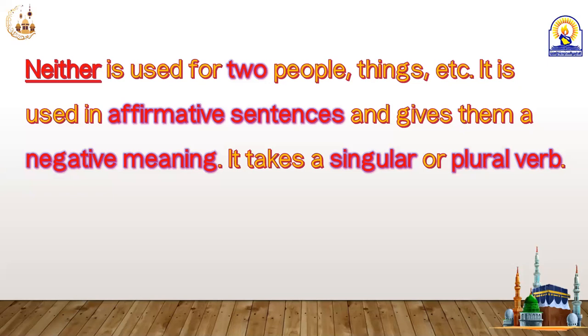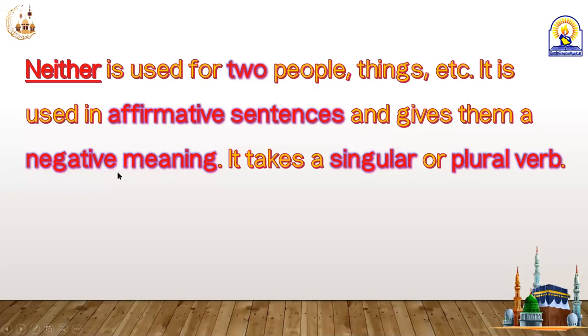Okay, let's discuss this. Neither is used for two people or two things. Like what? Like both. So neither and both are used for two things or two people. Good. And it's used in affirmative sentences, like both. But here neither changes the meaning or gives the sentence a negative meaning.